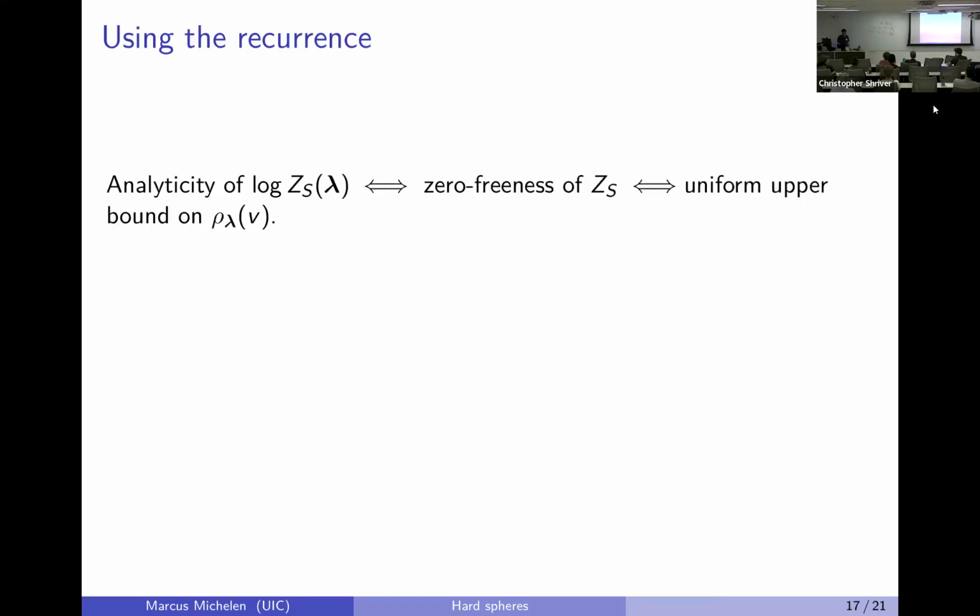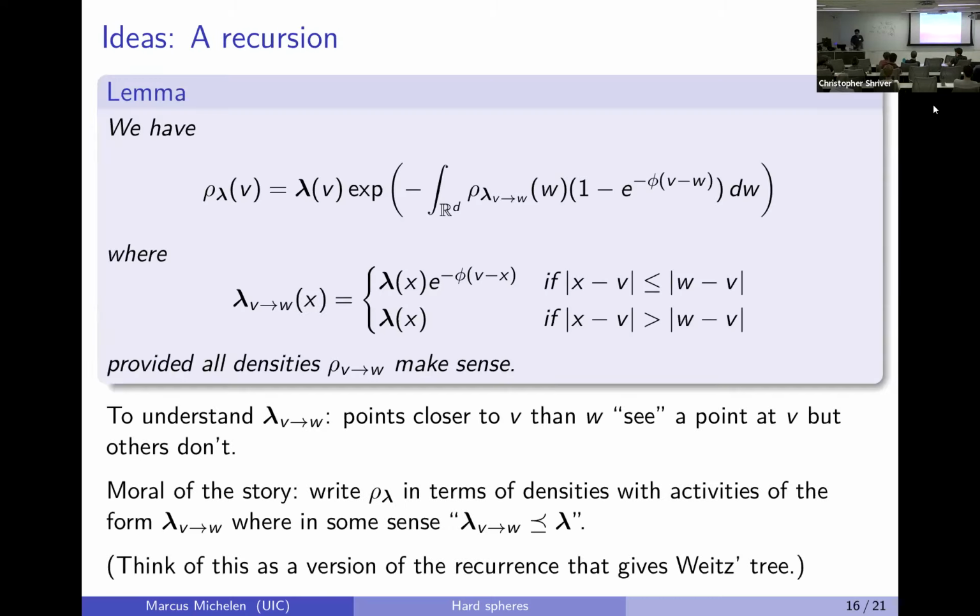Okay. So now we want to prove analyticity of log. That's the same as zero freeness of Z. It turns out that's the same as proving a uniform upper bound on this density. So our strategy is going to be to take this equation here, and I can imagine trying to just unwrap it over and over and over again, and hopefully show that if I keep unwrapping it, I'm not going to get anything too crazy going on. It's not going to blow up.